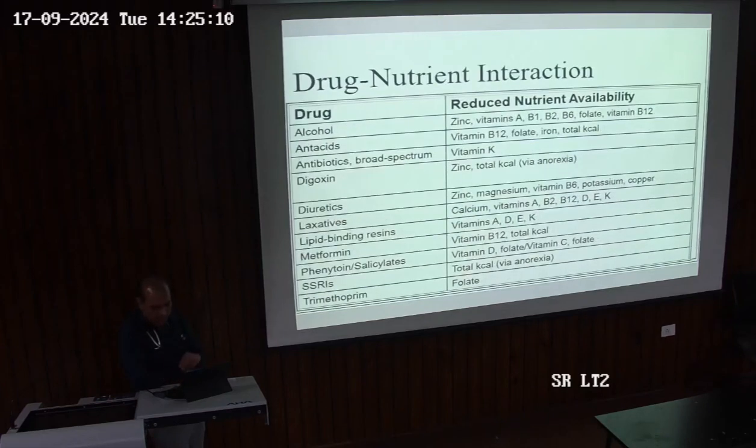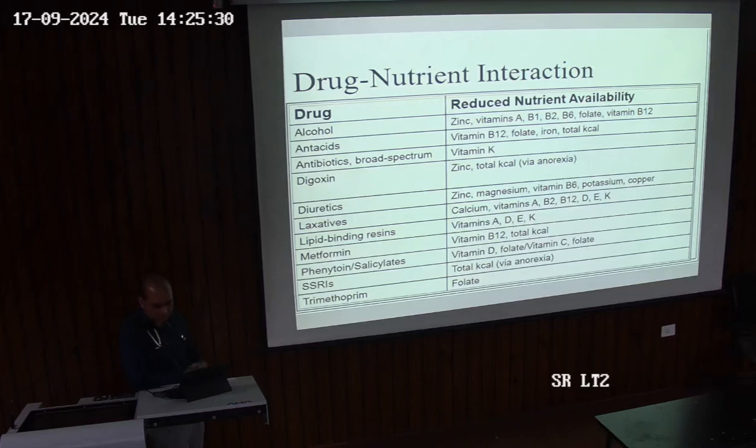So this is how alcohol leads to B6, folate and B12 deficiency. So when you come to your wards, you will find pancytopenia patients, specifically B12 deficiency. Most of them have a history of chronic alcohol use. Antacids leading to iron and calcium deficiency.